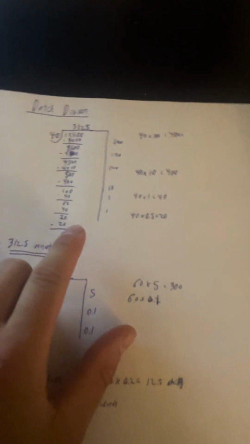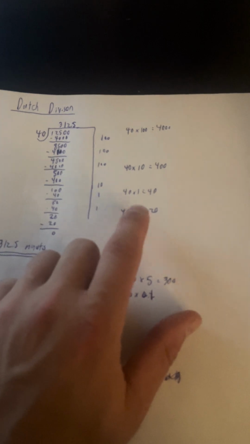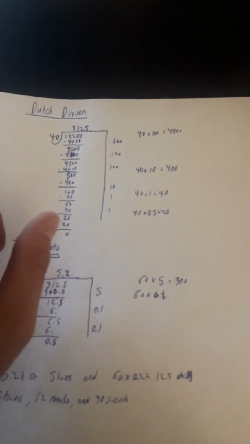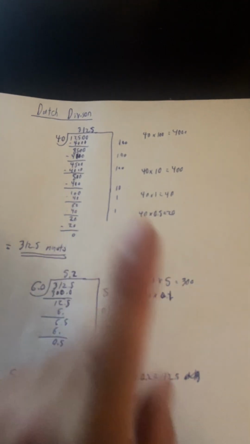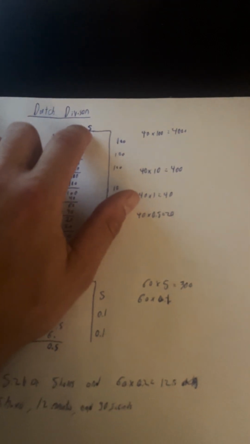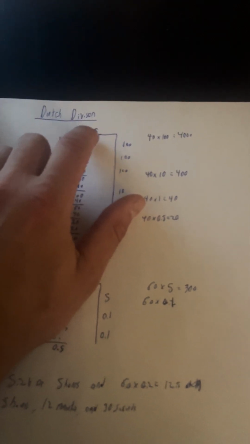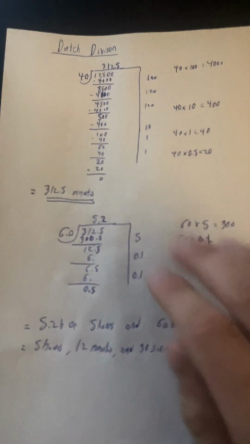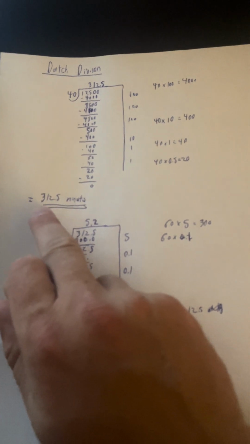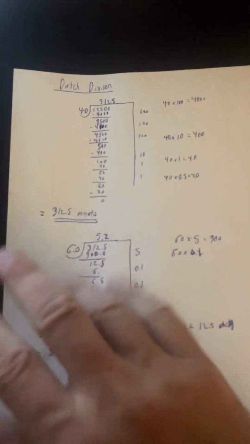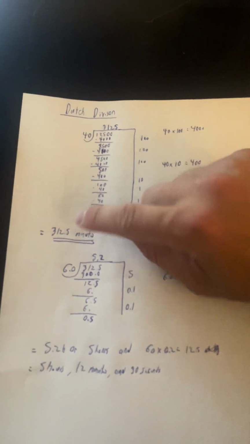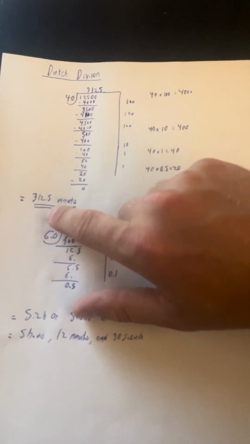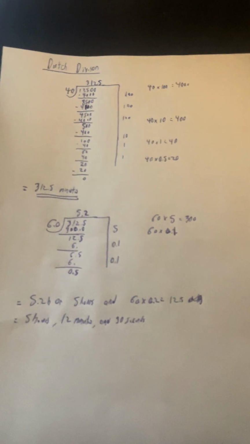And finally, we take 40 times 0.5, and that equals 20. 20 minus 20 equals 0. So because we used 0.5, we put that in the decimal section. So our total for minutes to type: it took Hannah 312.5 minutes, or 312 minutes and 30 seconds, to type 12,500 words.